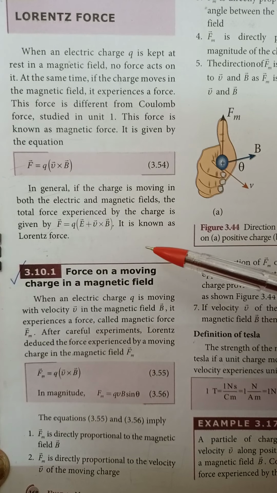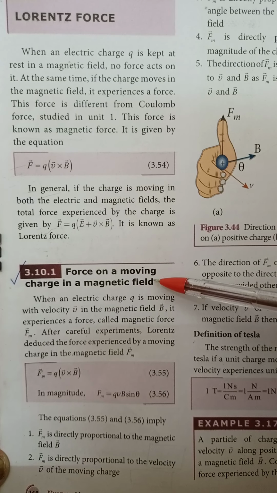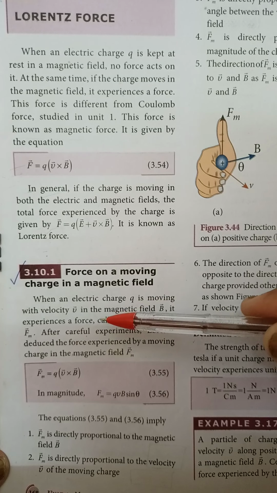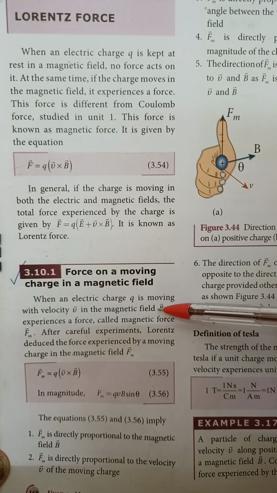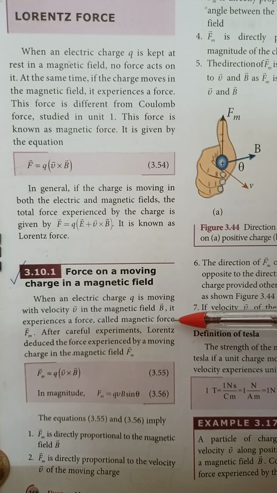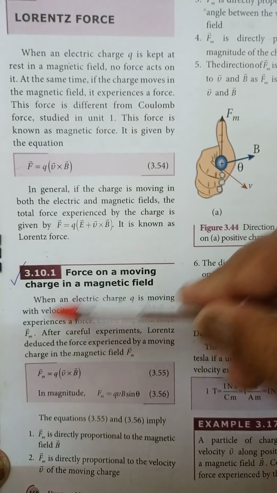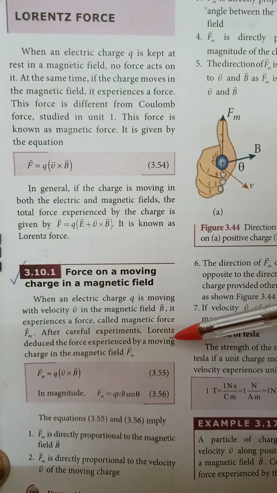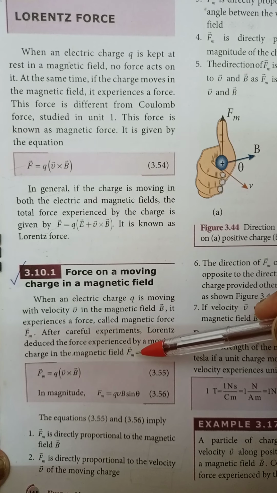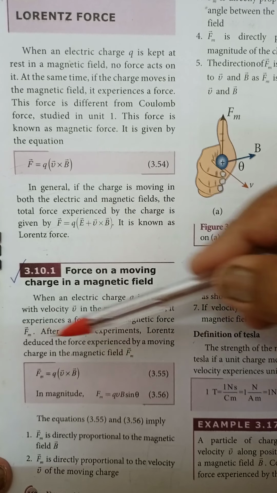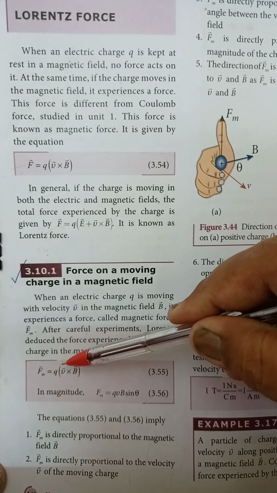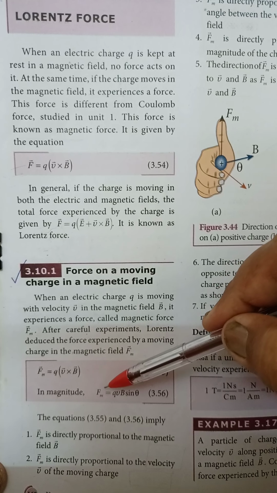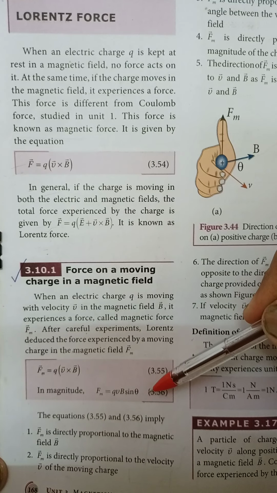Now let us see in detail the force on a moving charge in a magnetic field. If an electric charge Q moves with the velocity V in a magnetic field, the force experienced is called the magnetic Lorentz force Fm vector. After careful experiments, Lorentz deduced the force experienced by the moving charge in the magnetic field, and he gave the formula Fm vector is equal to Q into V vector cross B vector. In magnitude form, we can write Fm is equal to QVB sin theta.